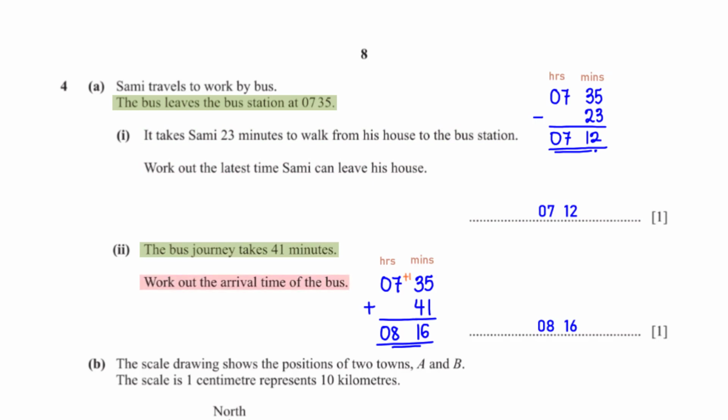Work out the arrival time of the bus. To get the arrival time of the bus, we add 41 minutes to its departure time, which is 7:35. Under the minute column, 35 plus 41 is 76. 60 minutes is 1 hour, so we add 1 to the hour column and leave the remaining 16 minutes under the minute column. Under the hour column, 1 plus 7 is 8, so we have 8:16.